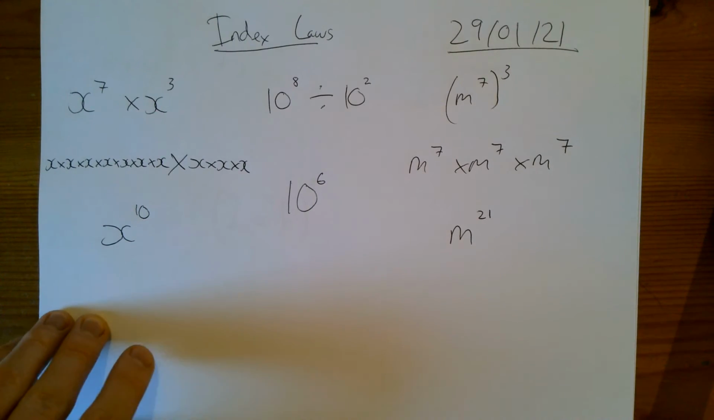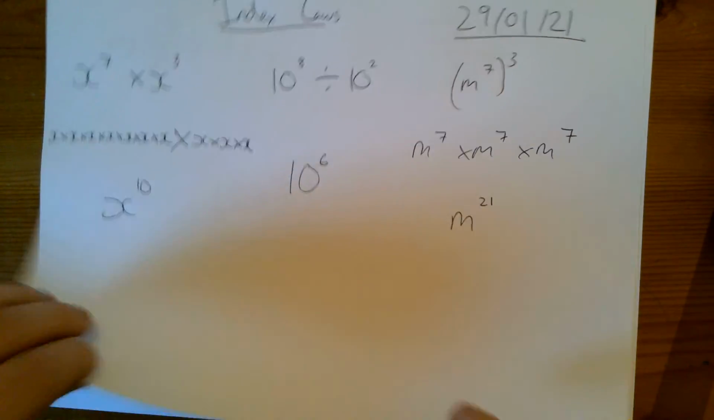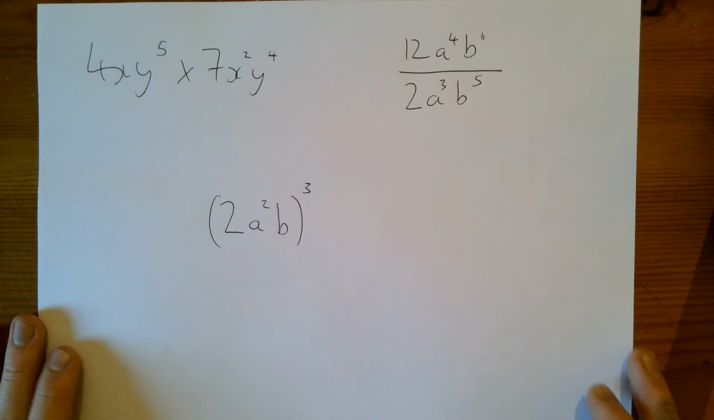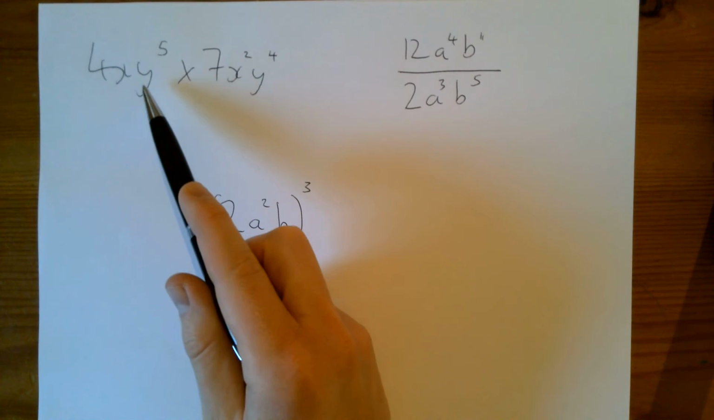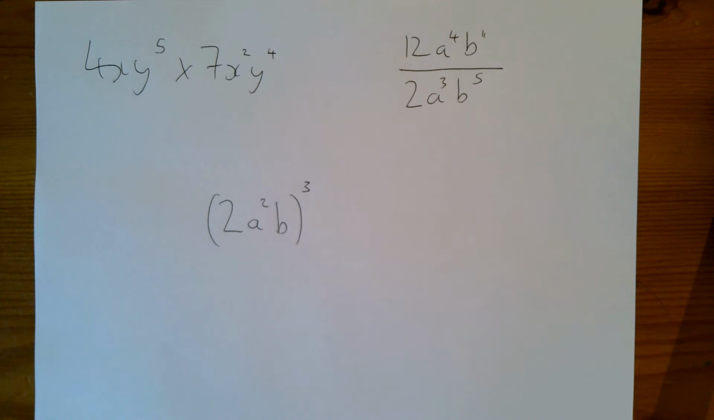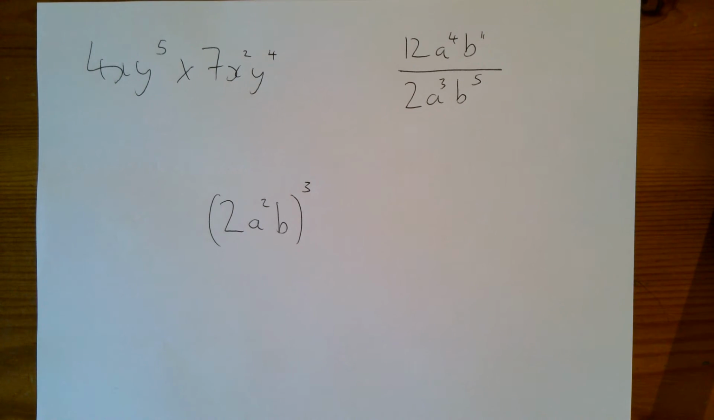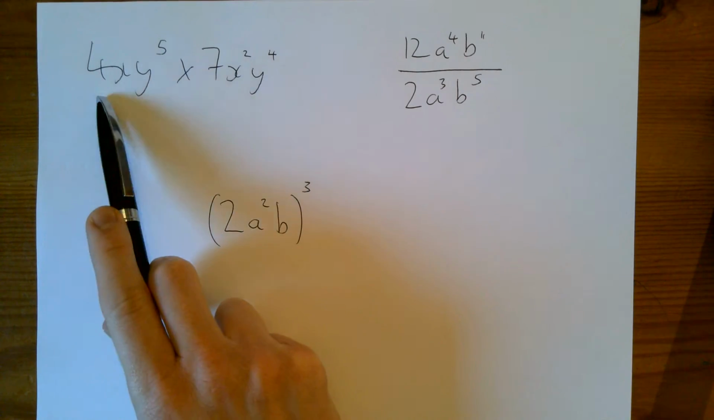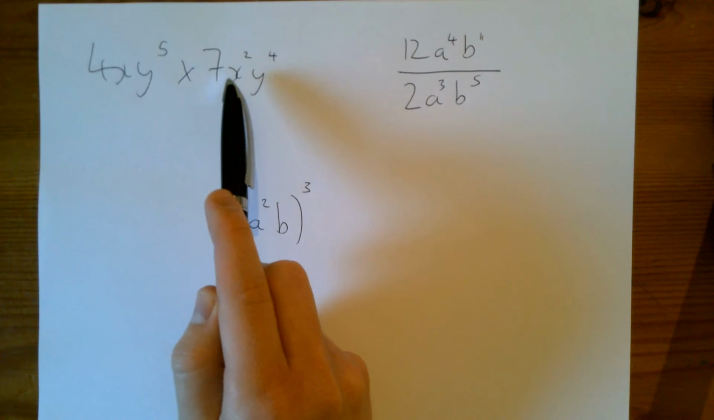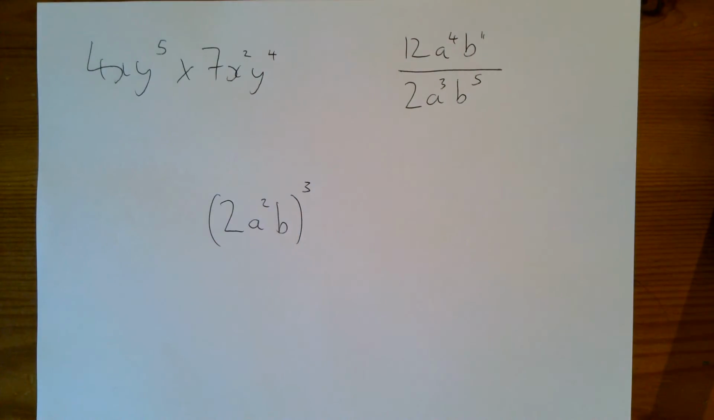Okay, that's going to be the main task, but I'm going to give some of us that are more confident the chance to look at some of those trickier ones. We're going to look at a few of these together now. 4x y to the power 5 times 7x squared y to the power 4. So we've got lots of terms here, but they're all being multiplied together. 4x y to the power 5 just means 4 times x times y to the power 5 times 7 times x squared times y to the power 4. We just need to multiply the different bits together.